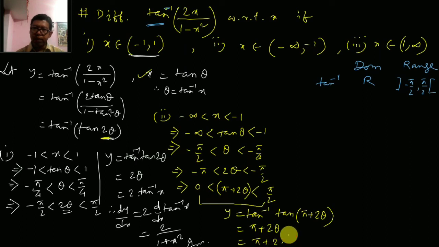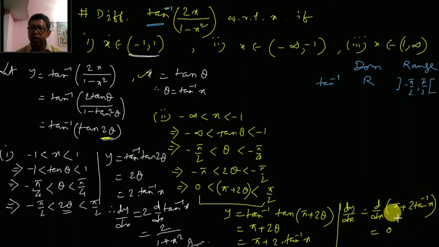What is theta? Theta is equal to tan inverse of x. So y is equal to this one. Now you have to differentiate. dy dx is equal to d by dx of pi plus 2 tan inverse x. So this is 0, derivative of pi is 0, plus 2 divided by 1 plus x square, hence the result.